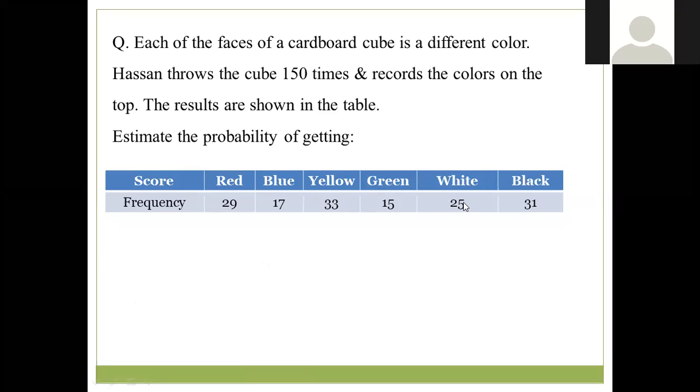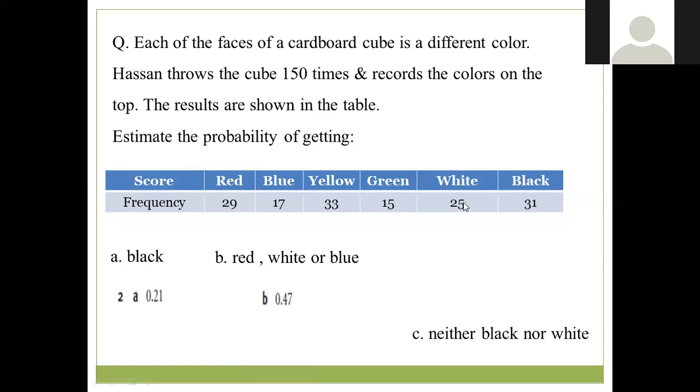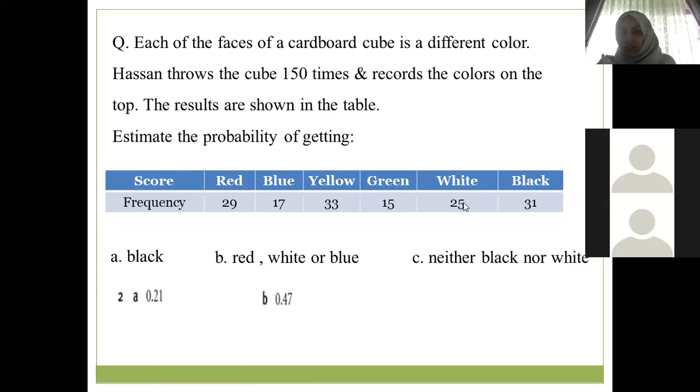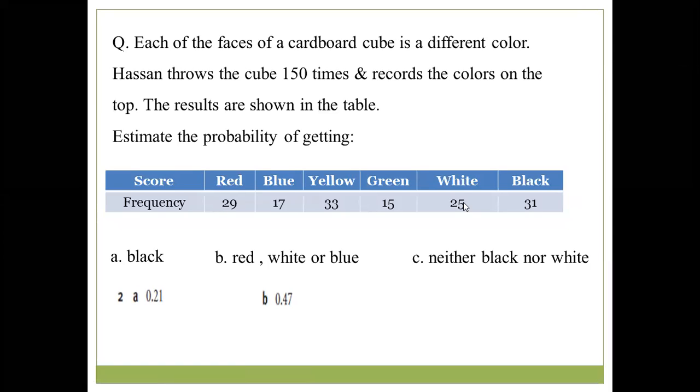Who wants to help? Come see the third part. Neither black nor white. So we need to exclude the white and the black.